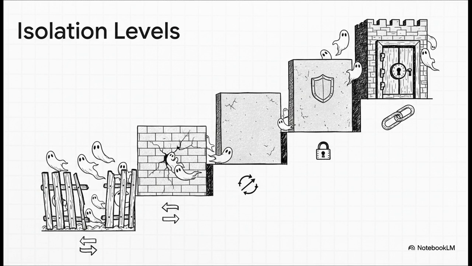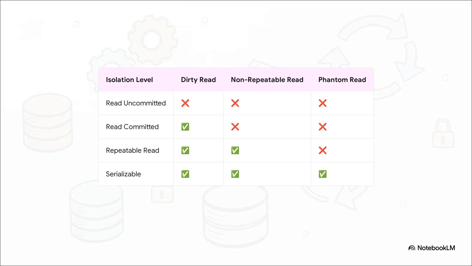Then there's read committed, which is a pretty common starting point. Repeatable read locks things down even more. And finally, you have serializable. That's Fort Knox, maximum security. And this table right here, this is our ghost hunting cheat sheet. It lays it all out.